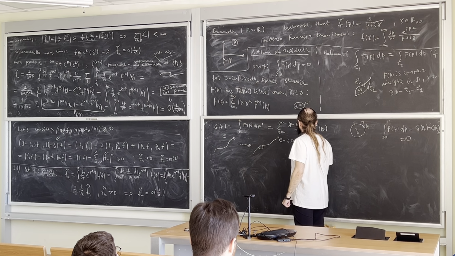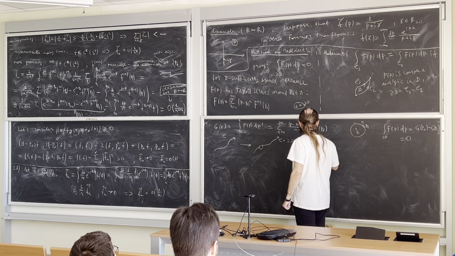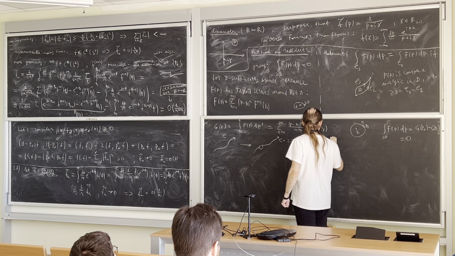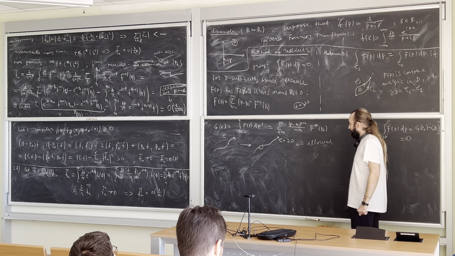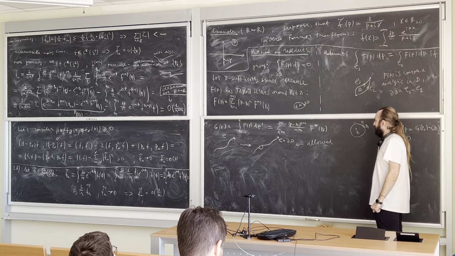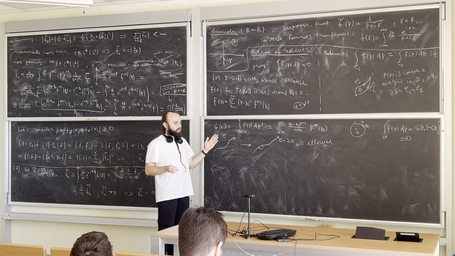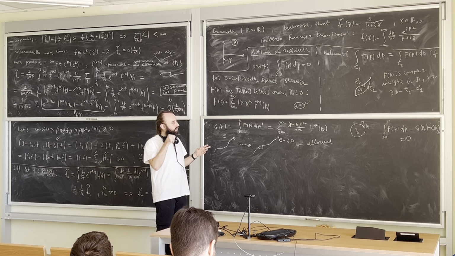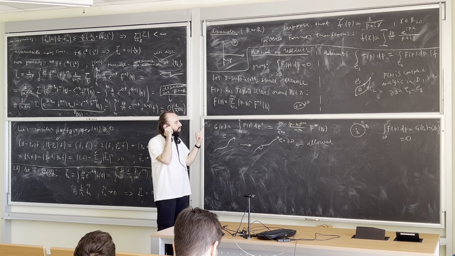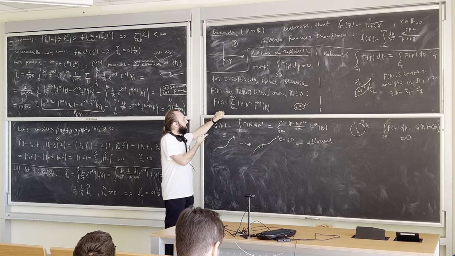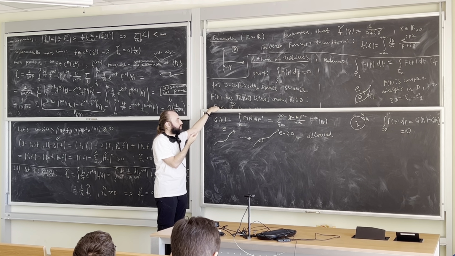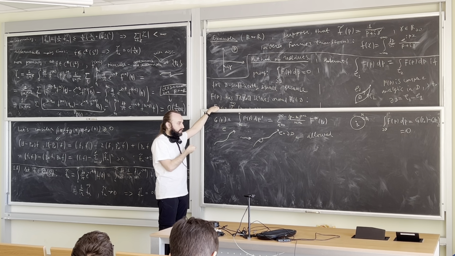So this is allowed. And so this is what we can do with controls. We can move them in whatever way until we meet singularities of the function under the integral. And now the next question: what happens at the singularities?